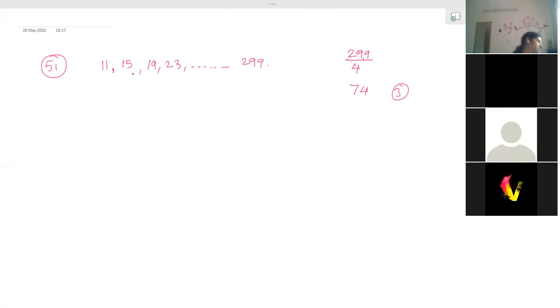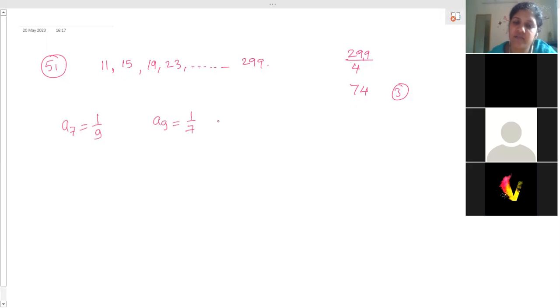On the 43rd question. If the 7th term of an AP is 1 by 9 and 9th term is equal to 1 by 7, find the 63rd term. So 7th term is 1 by 9. How to write A7? A plus 6D. A plus 6D is equal to 1 by 9. And A9 is A plus 8D. A plus 8D is equal to 1 by 7.